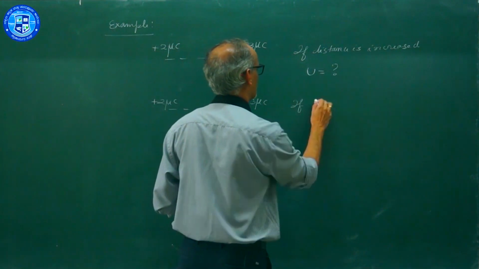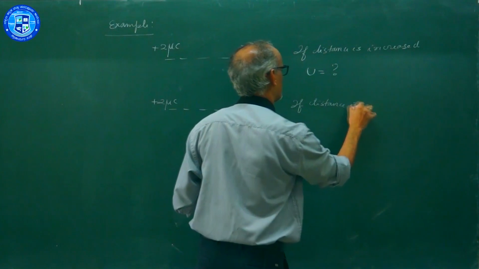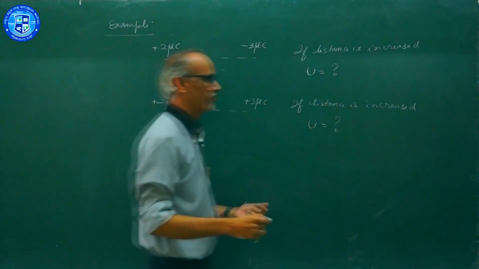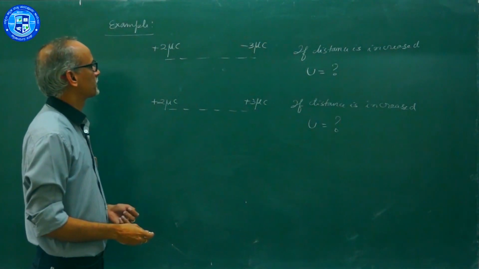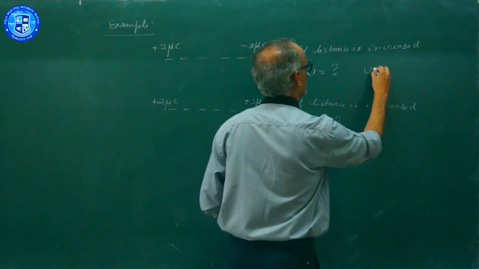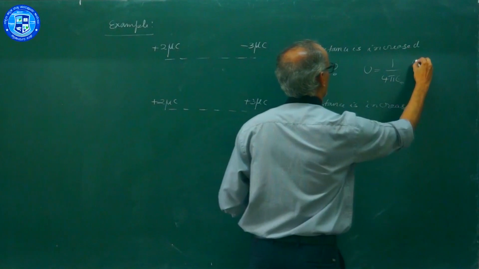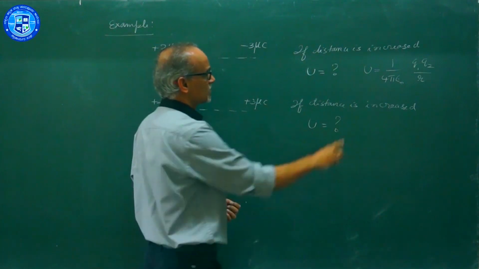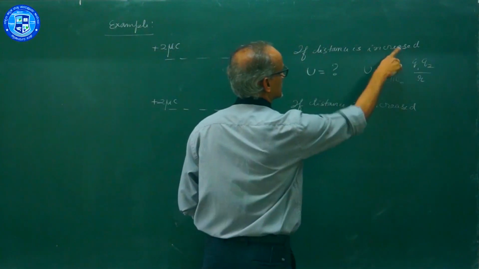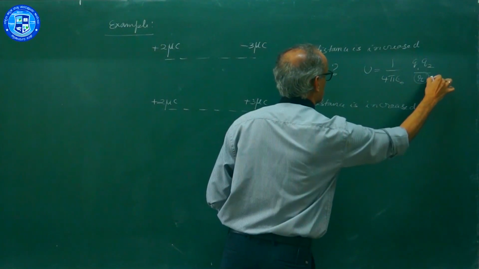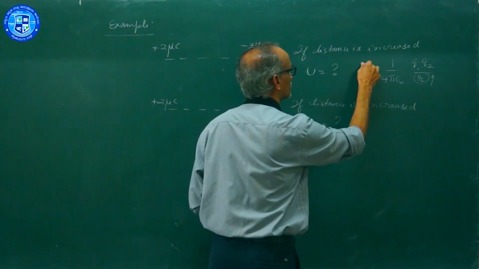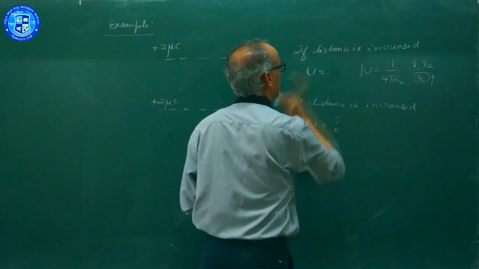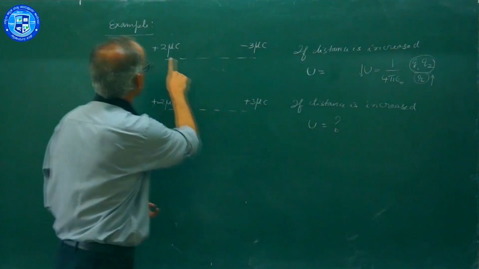And the same question, if distance is increased, what happens to the potential energy? So that's what we need to calculate. Now we know the potential energy equation, U is equal to 1 by 4 pi epsilon naught, product of the charges, and then divided by the separation. Now based on this, it looks like, if R is increased, then U should decrease.